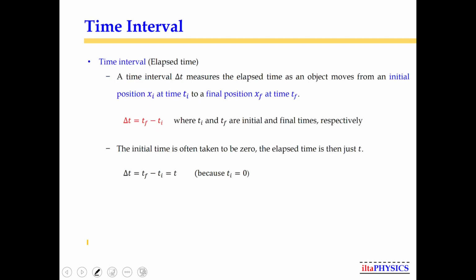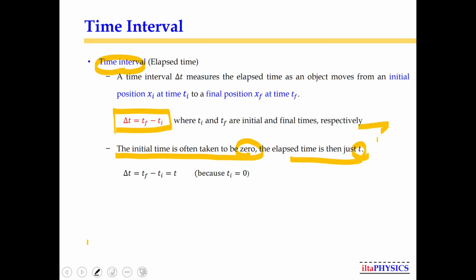Now, let's add time into the picture. To do this, we define a time interval, the difference between the final time and the initial time. This is represented as delta t, which means change in time. The formula looks just like the displacement formula, final value minus initial value. If we set the initial time to 0, then the time interval is just t. This is a really great tip that will simplify a lot of our future calculations.